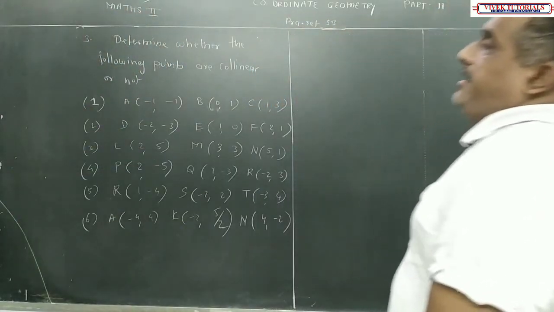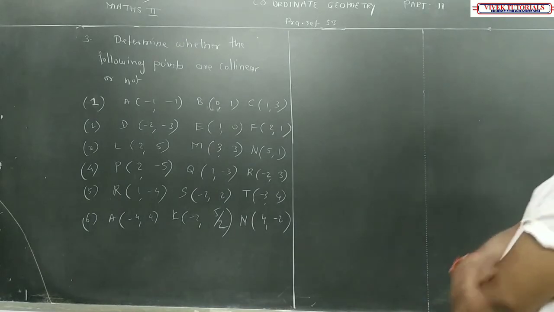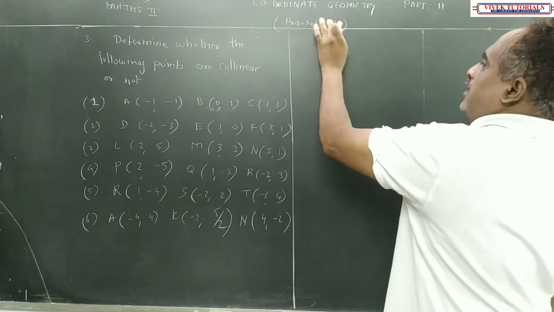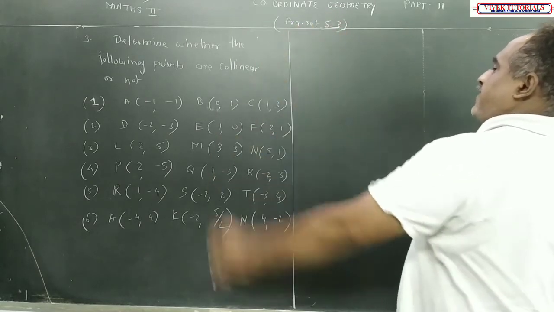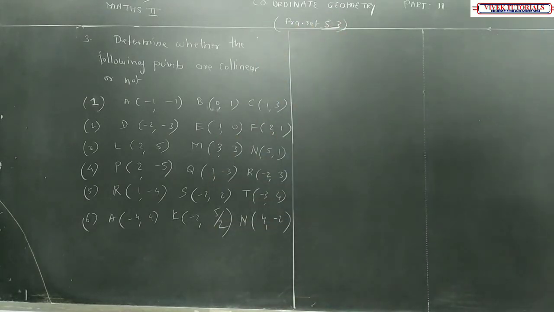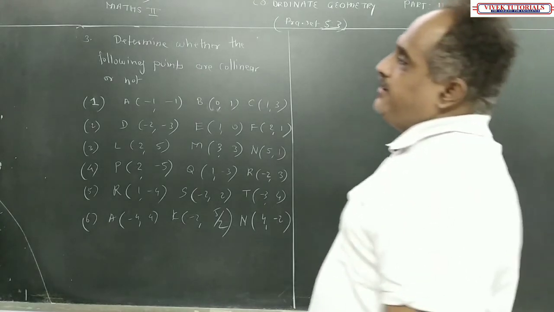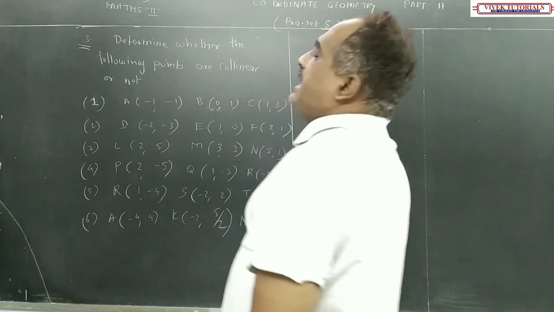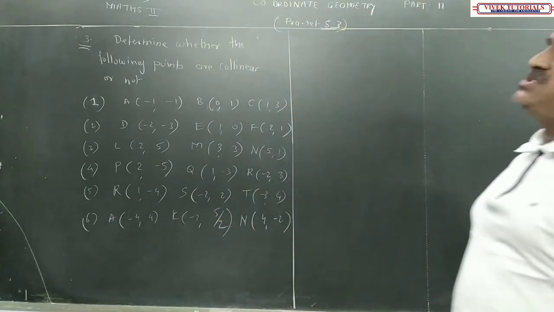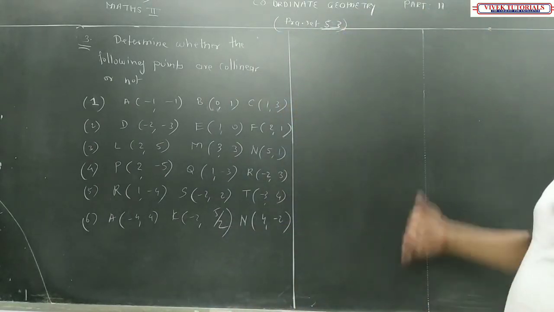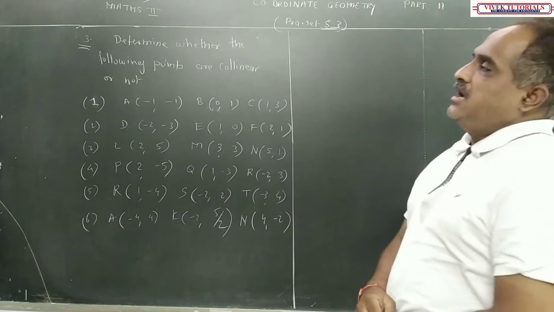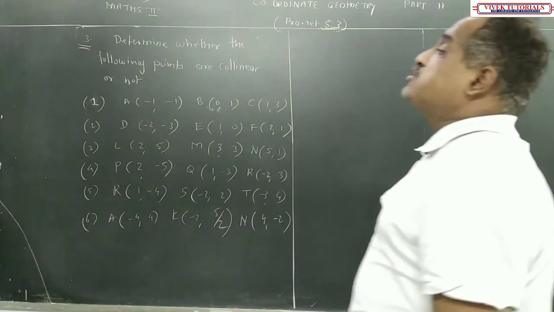We are on the 11th part of coordinate geometry, 10th standard SSC, Maths 2. In this part we are going to solve a few more questions of practice set 5.3. This type of question we already did in practice set 5.1, where we used the distance formula to determine whether points are collinear or not. Now we are going to make use of slope.